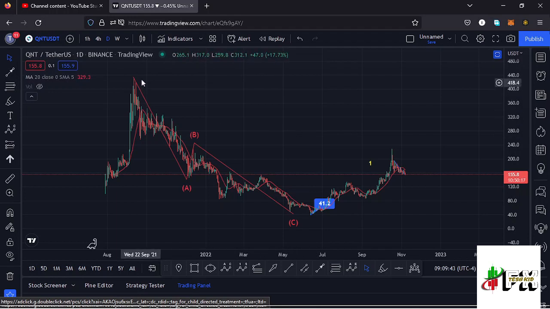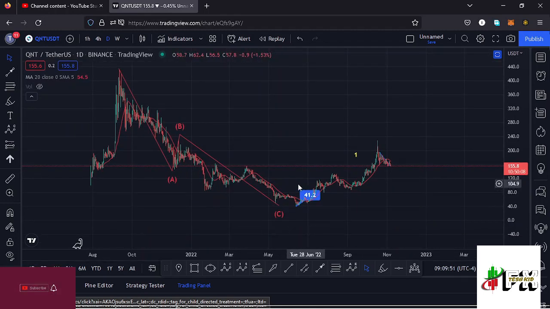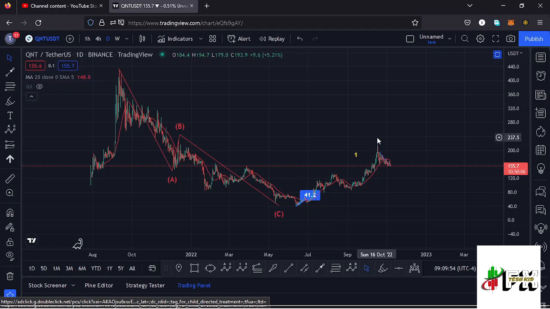Quant, from the all-time high, has been seeing lower prices in this massive ABC corrective movement, which has now taken us back to around the $41.2 mark. After seeing that low we have seen a very nice bounce to the upper side in a movement that has been obeying the Elliott wave structures.